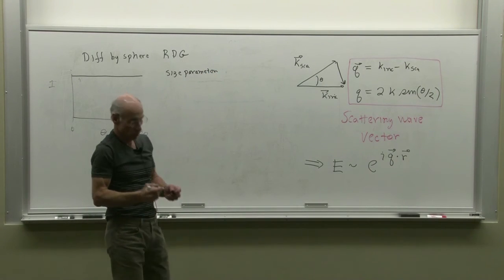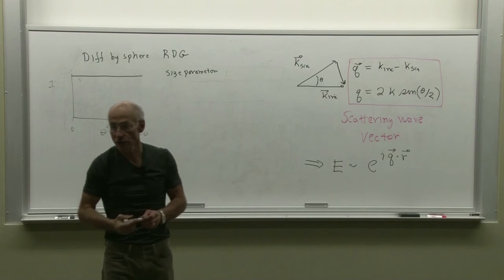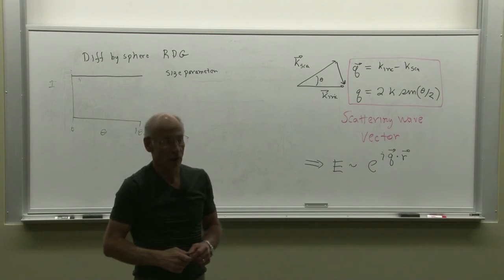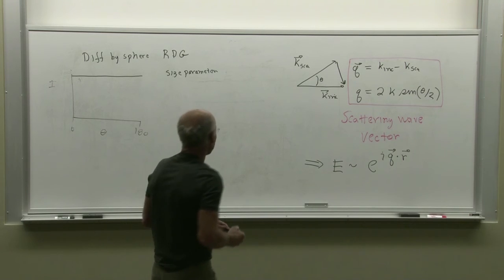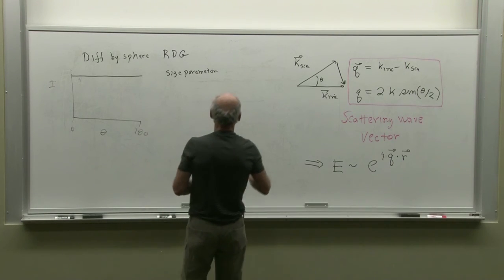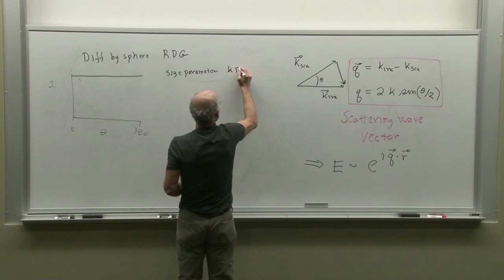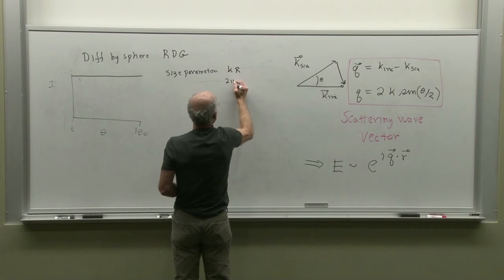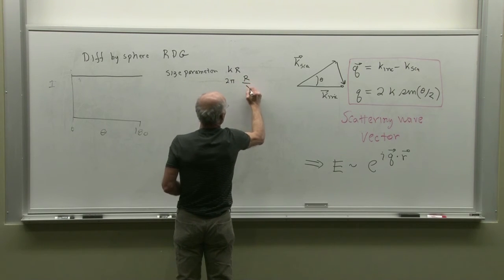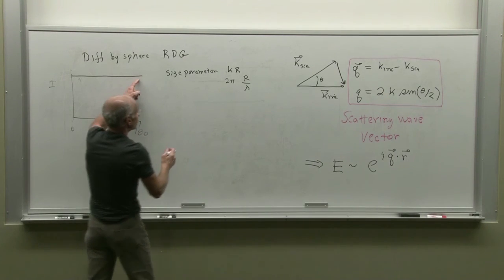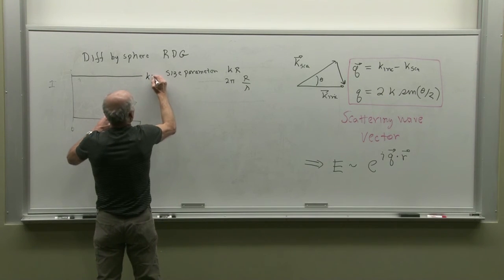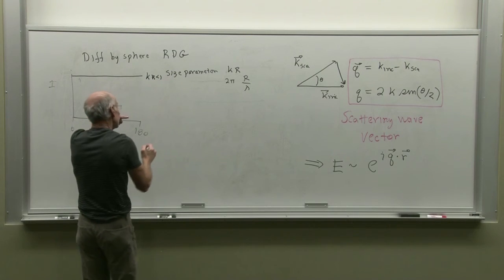All technical people, if you say, oh, it's really big or oh, it's really small, immediately respond relative to what, right? And so the size parameter handles that. It's k times the radius of the particle. It's 2 pi r over lambda, right? It's comparing the particle to the wavelength. So this would be for a size parameter kr less than 1.